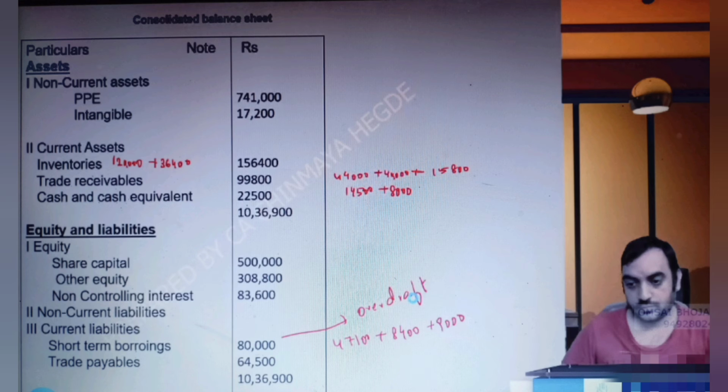This 1,02,000 we divide into 2 parts. Opening balance 30,000, current year 72,000 balancing figure, and that is again divided into 2 parts. Up to date of acquisition is pre, after date of acquisition is post. It is 6 months, 6 months.